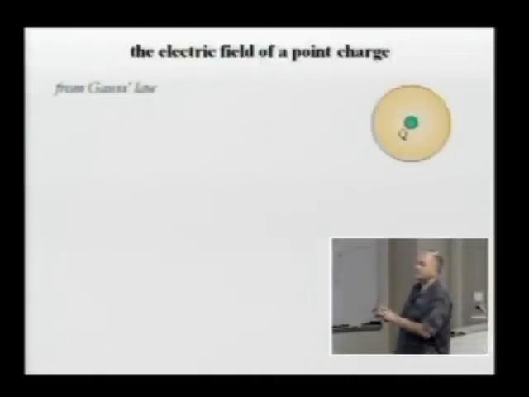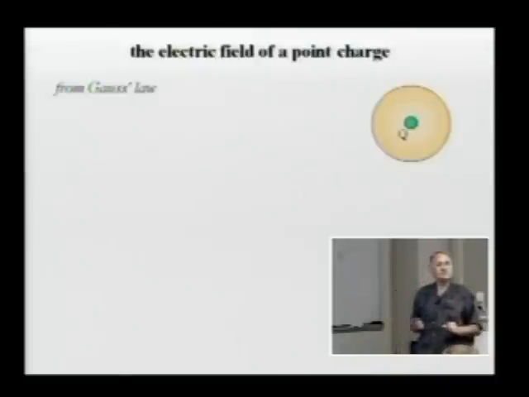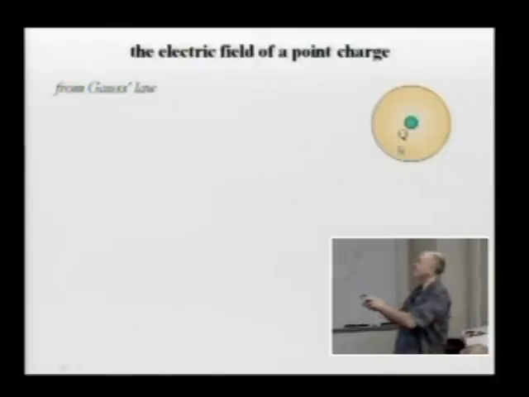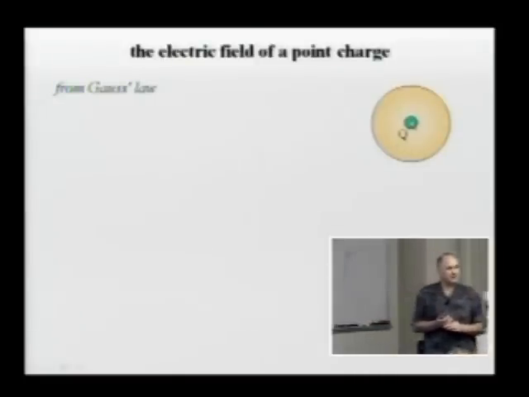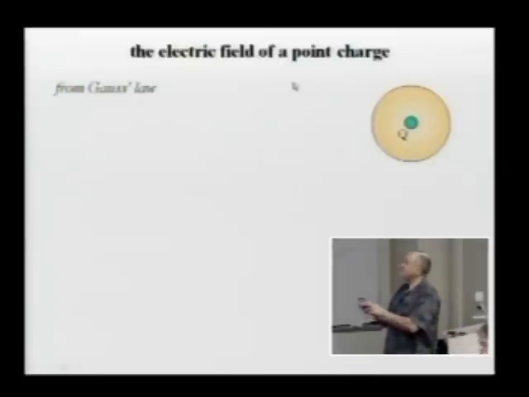From Gauss's law, I will pick a convenient surface. I will pick a spherical surface concentric with the particle. From the symmetry, I can conclude that the electric field vector must be radial.